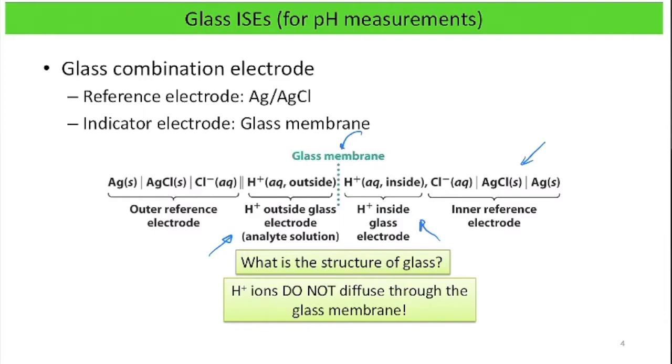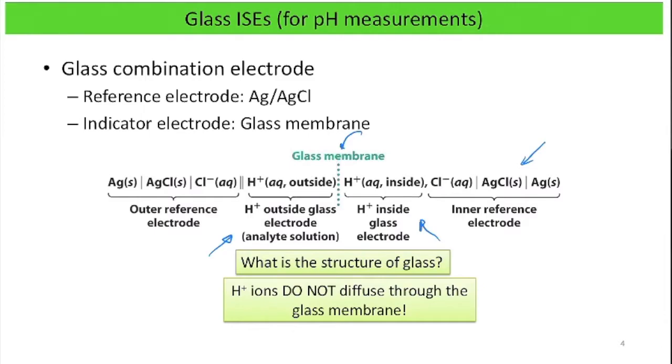So think about what the structure of glass is. It's got a lot of SiO2 groups on it, and those have negative charges. So the H+ can get associated or can stick to the outside of the membrane. And since the inside of the membrane is also glass, the H+ on the inside of the electrode can also stick to the SiO2 groups.